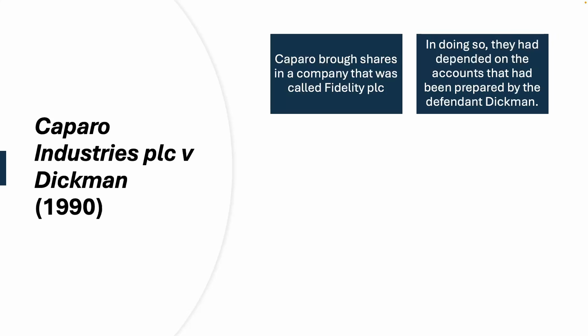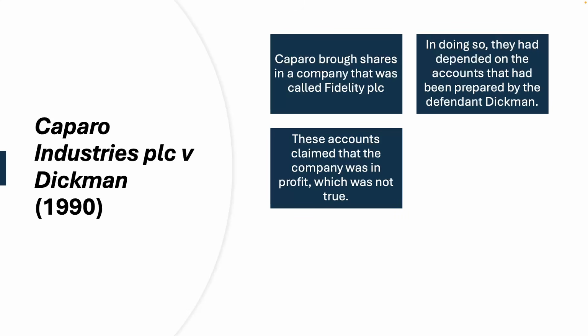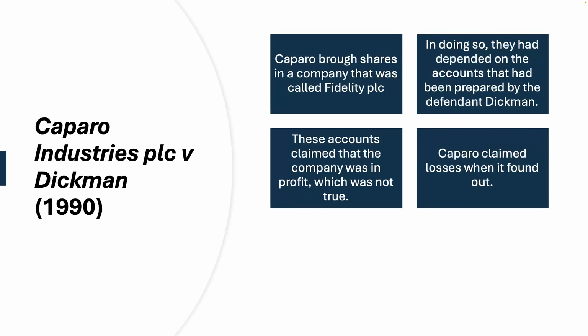Now, Dickman, through these audited accounts, came to the conclusion that the company Fidelity was in profit, when in reality it was actually suffering from a loss. There was actually no profit there to be had. Caparo made the decision to buy shares in this company, relying on this audit, claiming that they were in profit. And so, when Caparo claimed losses, when it found out the truth, there was obviously a case to be had against Dickman in terms of failing to prepare adequate accounts.